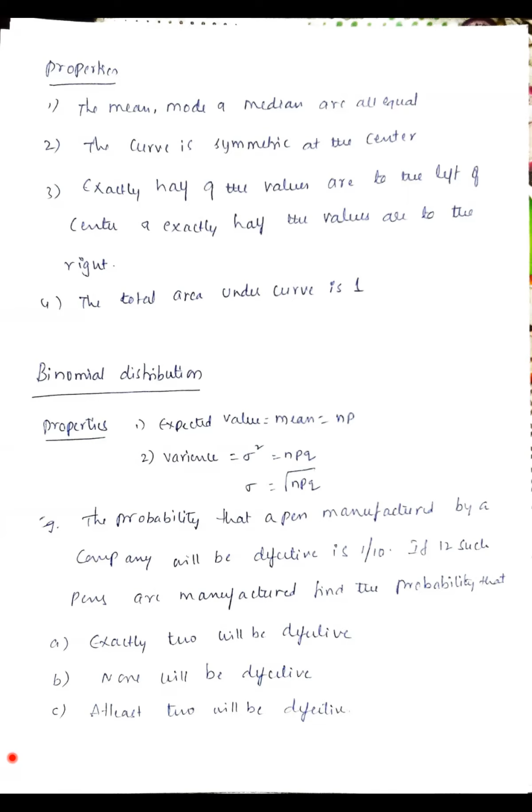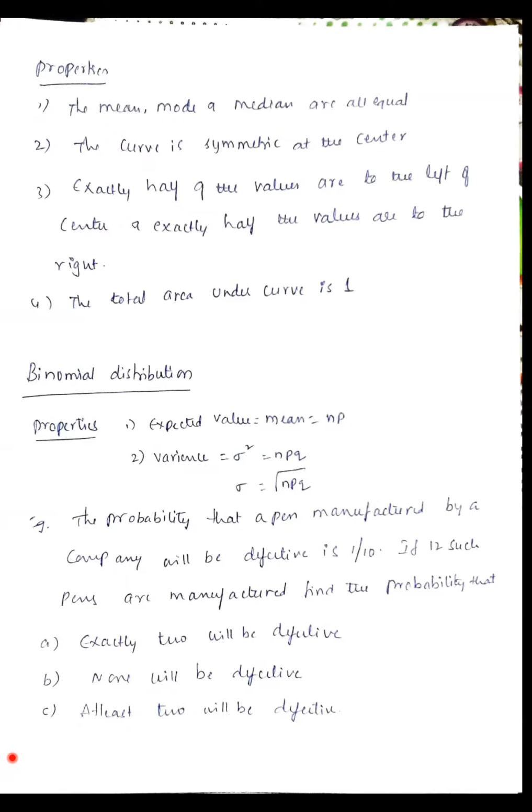The probability that a pen manufactured by a company will be defective is 1 by 10. If 12 such pens are manufactured, find the probability that exactly 2 will be defective. Second, none will be defective. Third, at least 2 will be defective. With the help of the binomial distribution, we'll see how to calculate the probability of these three things.